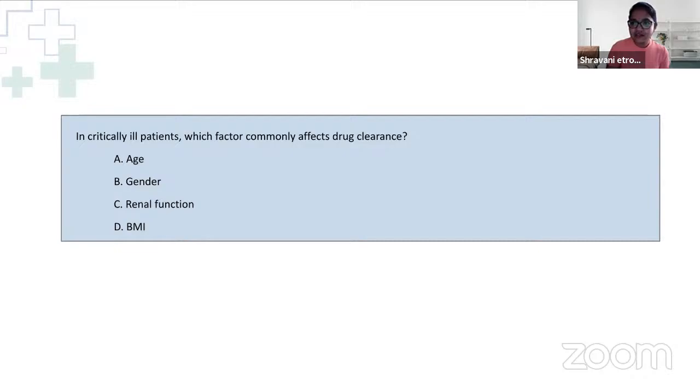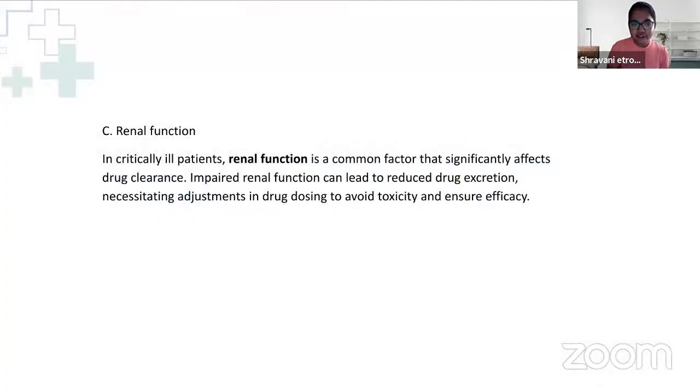Let's look at the answer. Renal function. In critically ill patients, renal function is a common factor that significantly affects the drug clearance. Impaired renal function can lead to reduced drug excretion, necessitating dosage adjustments to avoid toxicity and ensure efficacy.